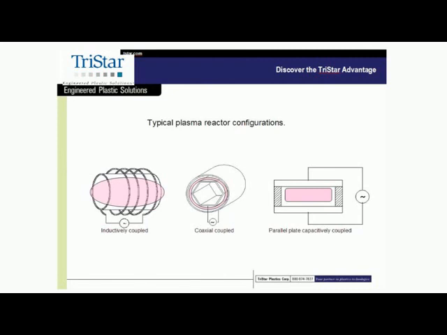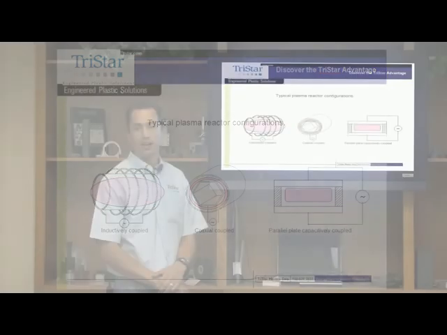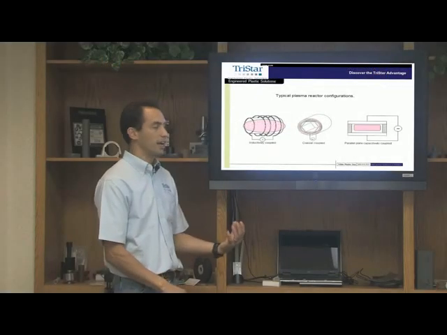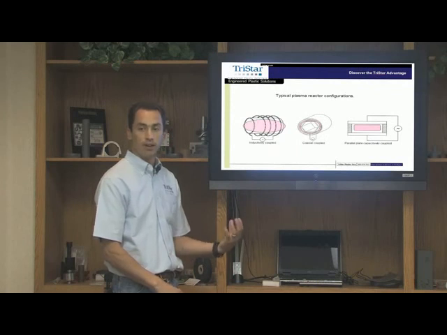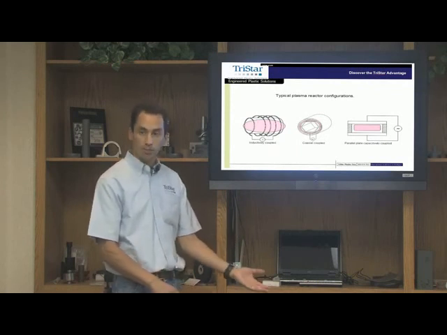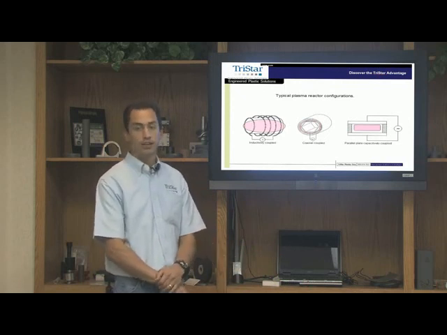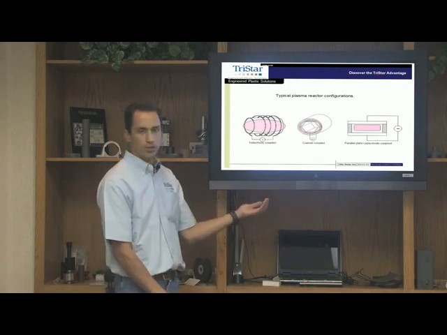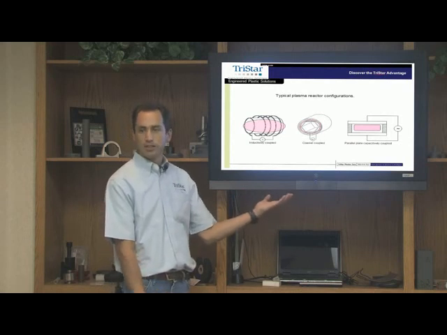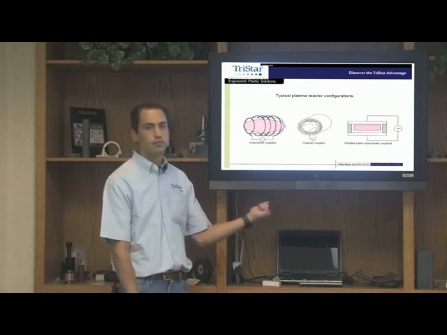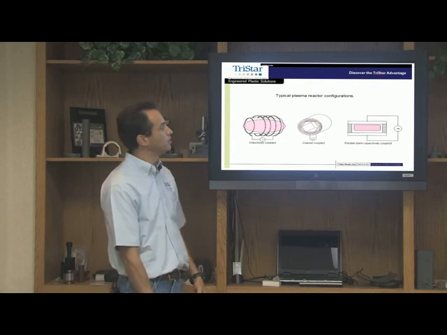And then the last one is very useful in that it can be changed into so many different conformations. The parallel plate capacitively coupled, that's what we use because we can change its design on the fly. We can protect parts by putting Faraday cages. We can deposit material. We can etch material. We can clean material. We can activate, all with this design. The other 2 have a little bit more limitations on what they can do. But that's the design we choose.